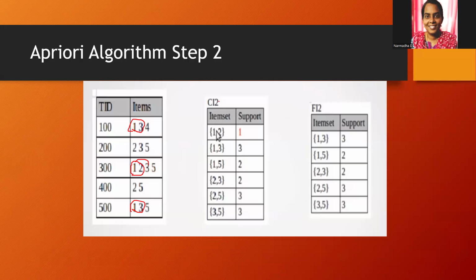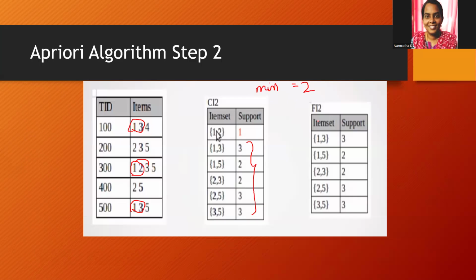Again, we will assume the minimum support value is equal to 2. All those item sets whose support value is greater than or equal to the minimum support are retained, and we are able to get these. We compare the support value for the candidate 2 item set, and these are all the item sets whose value is greater than the minimum support. That becomes the part of the frequent 2 item set.